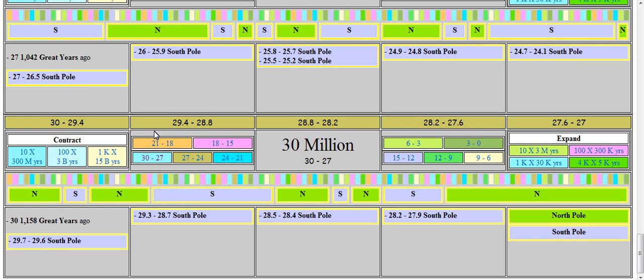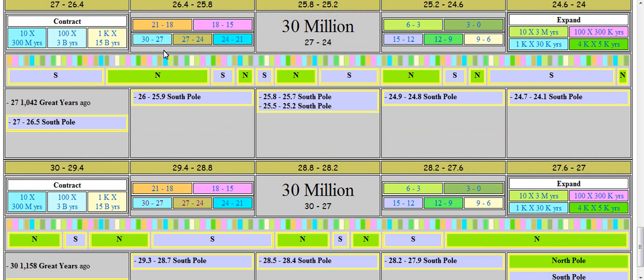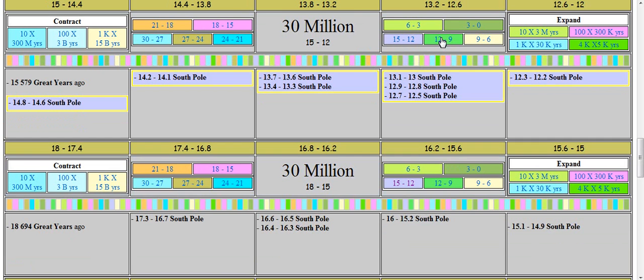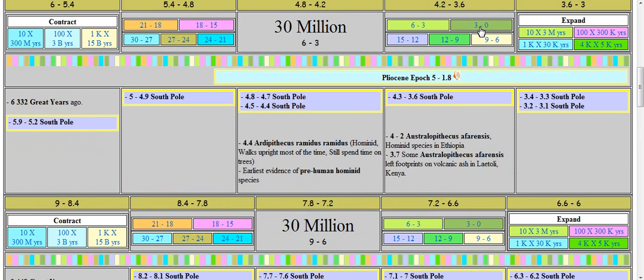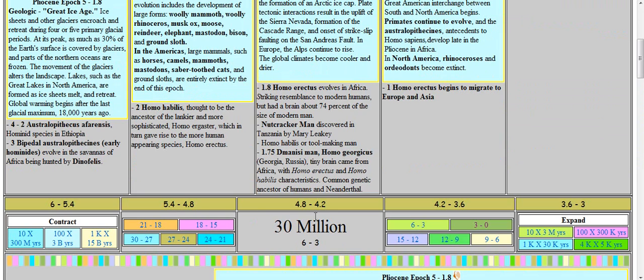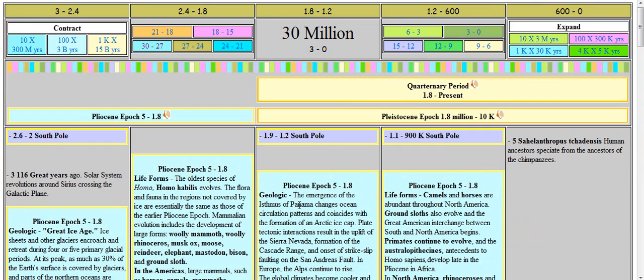So you can scroll forward through time. Yep. And I'll plug that in. Well, we see Pleistocene, Pliocene epoch, and Homo erectus is beginning to evolve.